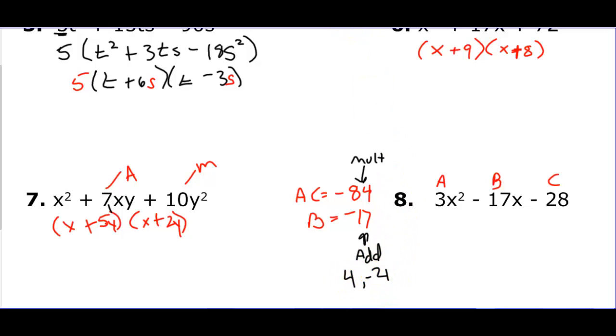And the reason that we chose to figure out those values is because now I'm going to rewrite the expression 3x squared, but instead of writing negative 17x, I know that negative 17 is the same as 4 minus 21, right? That's what we just did here. So I'm going to say plus 4, it's a positive 4x, minus 21x, minus 28. Okay? And so I'm going to use the grouping method now.